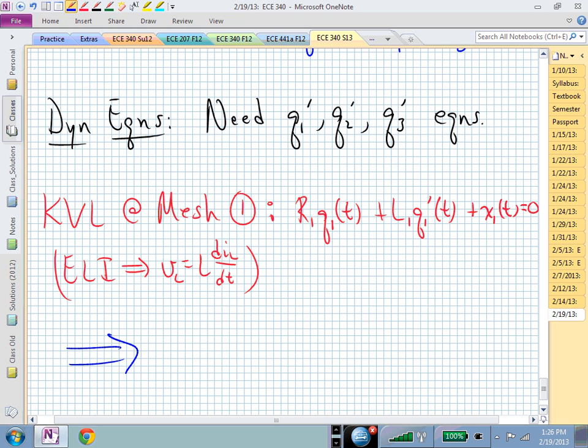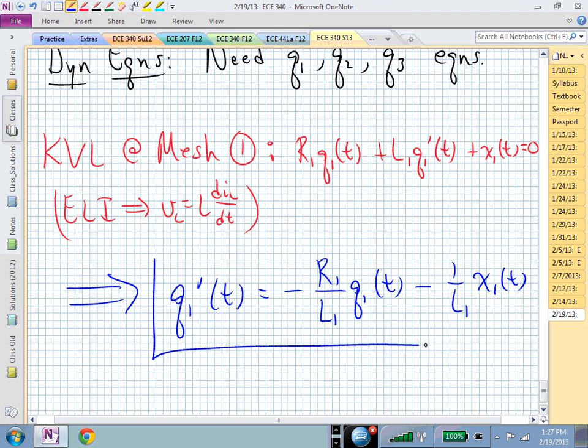And this now gives me an equation for Q sub 1 prime. If I isolate L1, Q1 prime and divide everything by L1, I will end up with Q1 prime of t is equal to minus R1 over L1 Q sub 1 of t plus 1 over L1, whoops, that should be a minus, shouldn't it? I need to put that on the other side, minus 1 over L sub 1 X sub 1 of t. This is now one of my 3 governing differential equations.